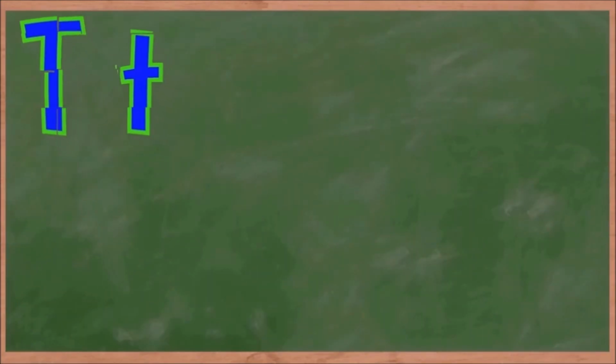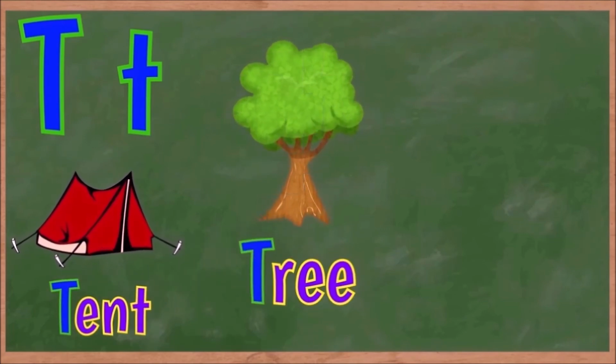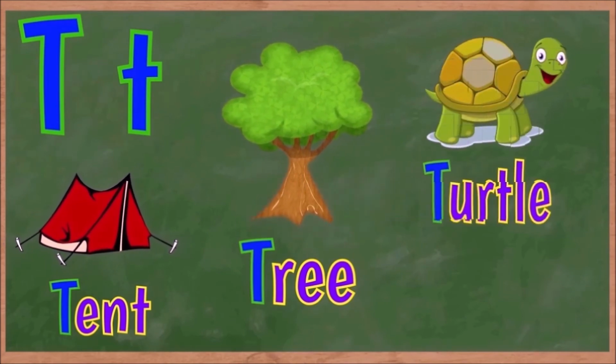Moving on to the next letter. The next letter is the letter T. And the T makes a T sound. Give it a try. T. I got that one. Did you? T for tent. Tree. Turtle.